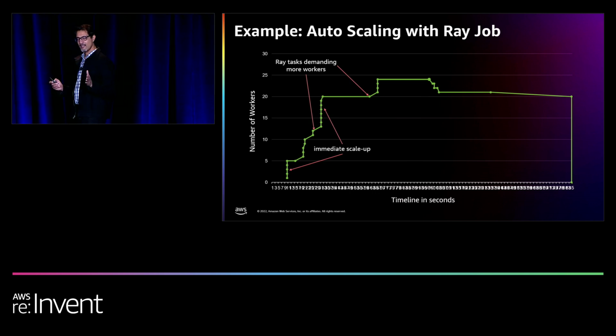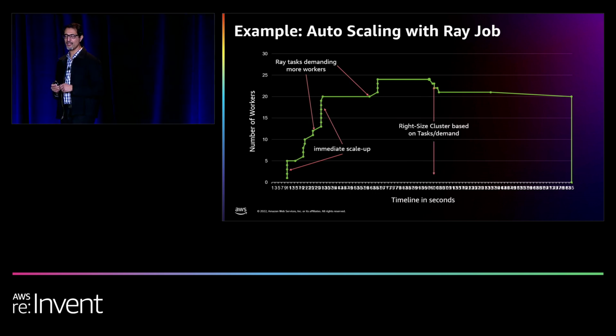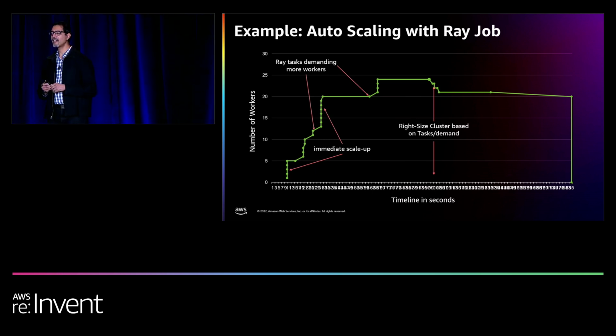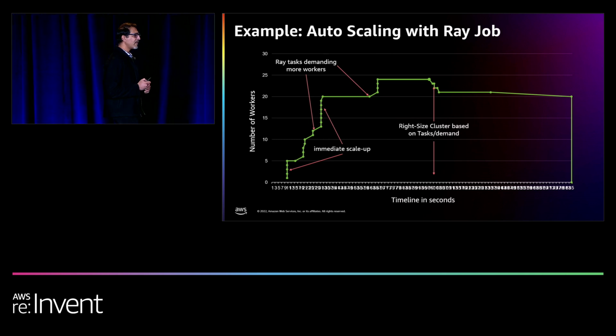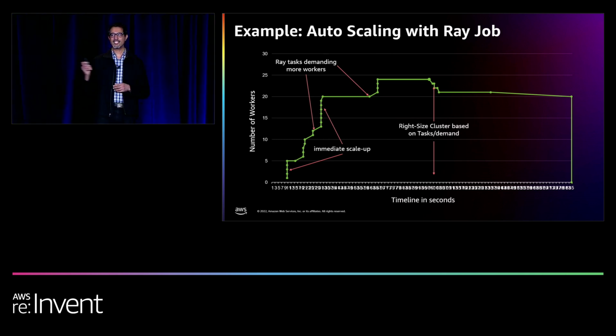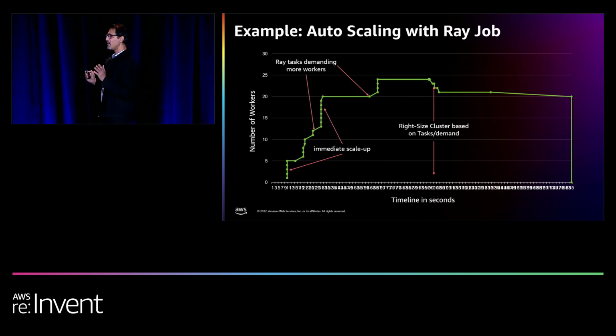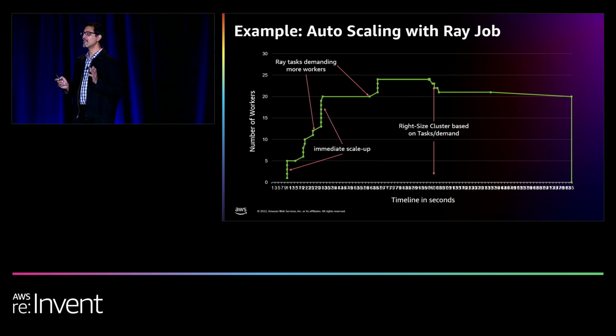Similarly, sometime in the middle of the execution, the head node decided that it had too many workers. Some of them were running idle. So it decided to shut them down. And again, the shutdown happened in a matter of a few seconds. When the job ended, we immediately shut down all the worker nodes.